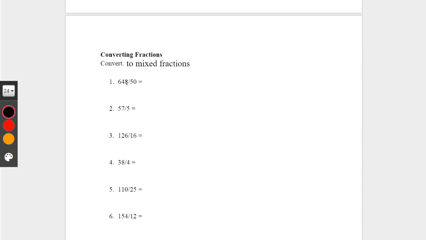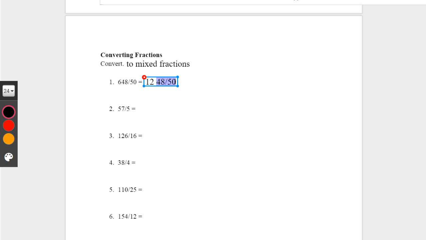So basically we have to find out how many 50s fit in 648. We know that 48 does not make 50, so we should take that out, and we have 600, which we can fit 50s into pretty well, if that makes sense. So there are 12 50s in 600, so 12, and then there's 48 left, so it'll be 48 over 50, right?